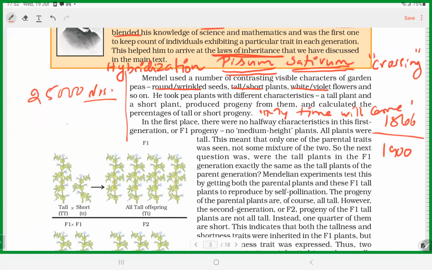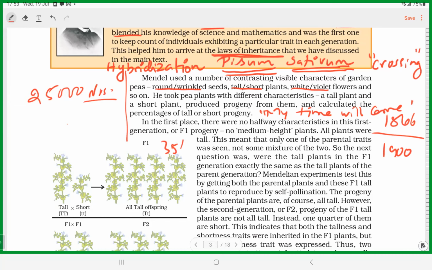Three different independent researchers. Who are they? Hugo de Vries, Karl Correns, and Erich von Tschermak, the Austrian botanist. Can you understand? So they rediscovered Mendelian principles. And then, what are the terms he used?